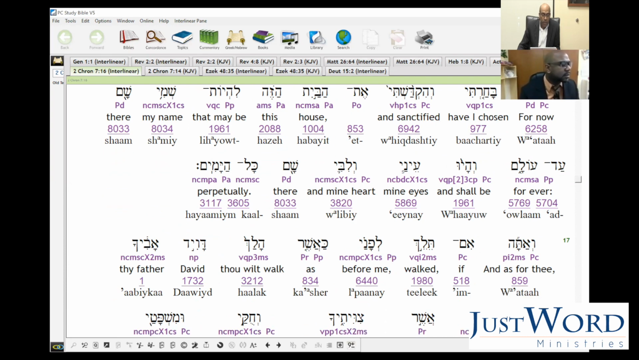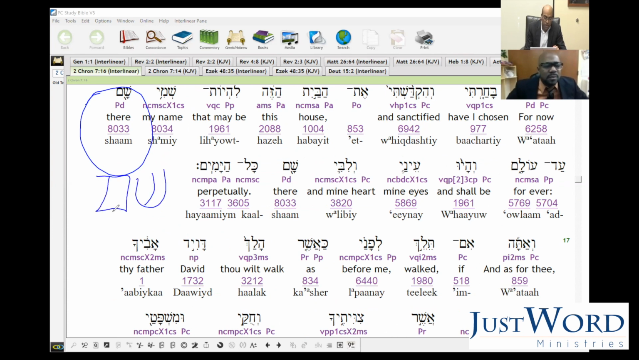16, here is the word there, and I hope it's going to allow me to draw right here. Here's the word there. Can you see that where I drew it? Yes, sir. The word there, again, is made up of two Hebrew letters, shin and mem, which again is the root or the origin of this word, is the word what? Name. And so it's Strong's 8033, God's picture of there.